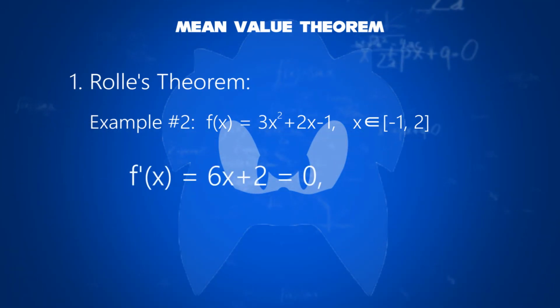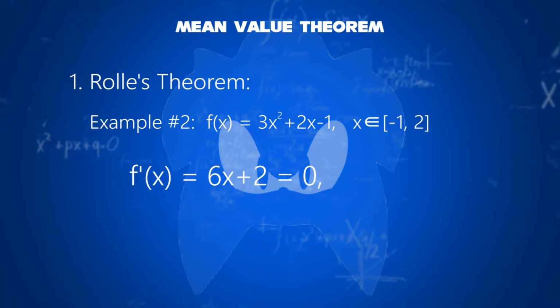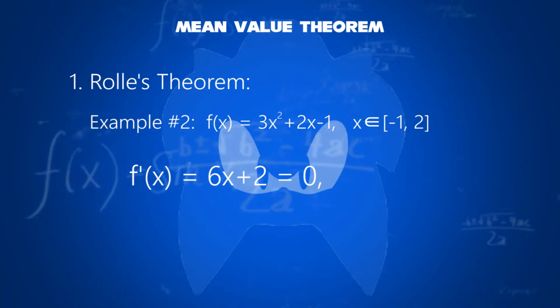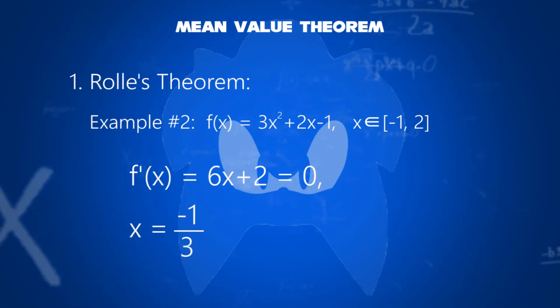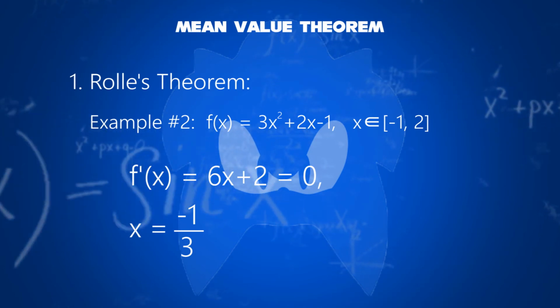Once you write the derivative f of x, you must find the value of x at which the derivative value should be 0. As I said before, it's 6x plus 2, so we get the value x equals minus 1 by 3. Thus we have satisfied Rolle's theorem.